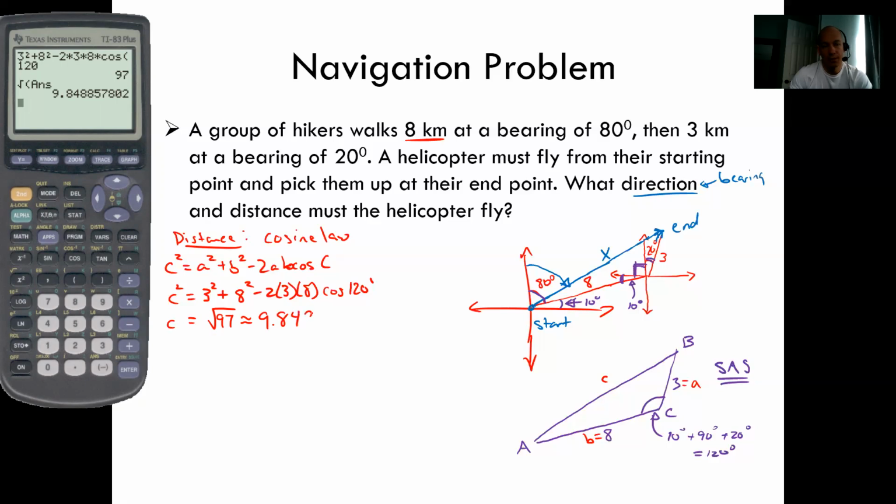9.849, and it would be kilometers. Does that look about right? You walked 8 kilometers this way, then 3 kilometers up, and you're kind of taking a bit of a shorter path because you're not following the bend that the hikers took. And that seems reasonable, so 9.849 sounds like something I can get on board with. Okay, now the question is, what direction and distance must the helicopter fly?